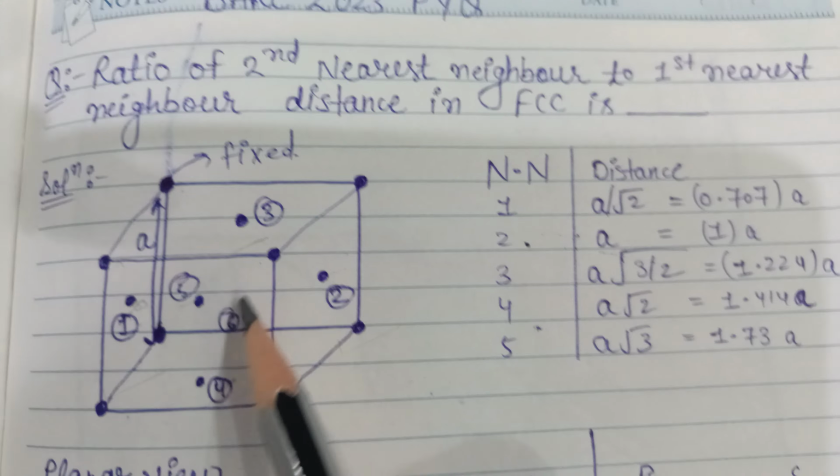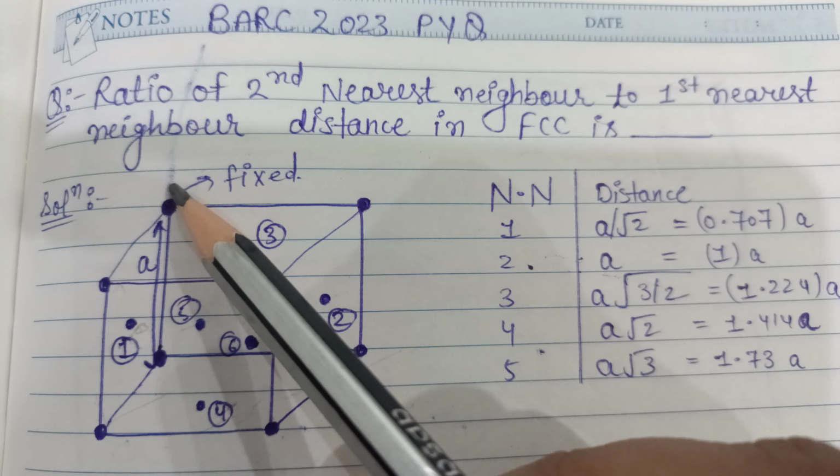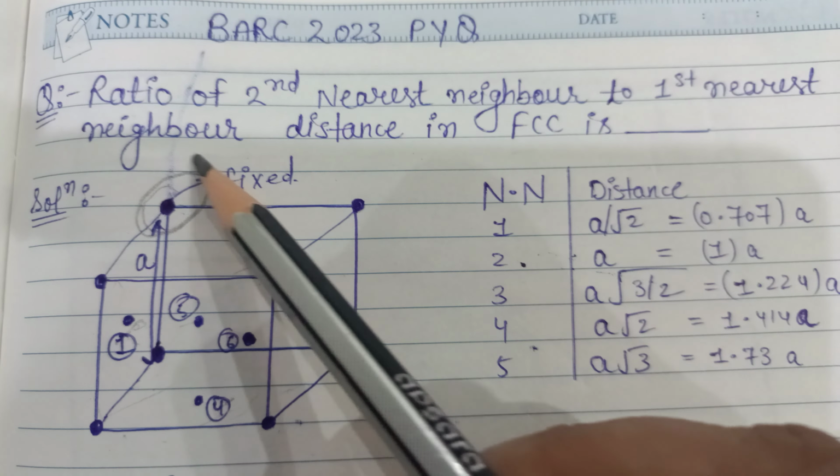Alright. So look here. We will fix any one atom to calculate all the nearest atoms. From this atom to this atom the distance is A. And the distance from this atom to this atom is root 2A, because this is the planar surface, and I will show you next how it will be root 2A. And the distance from here to here will be root 3A.